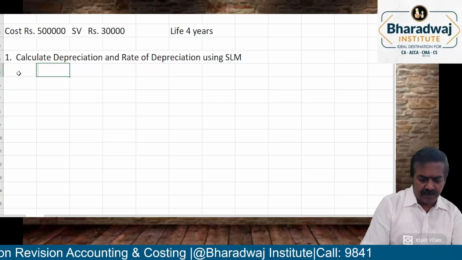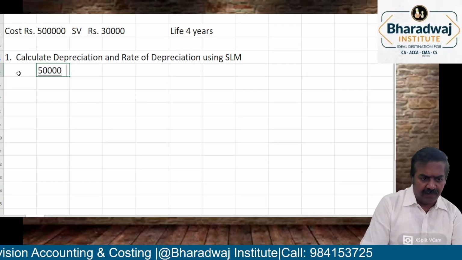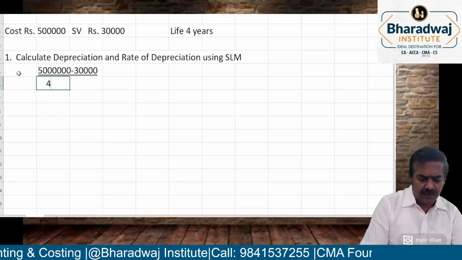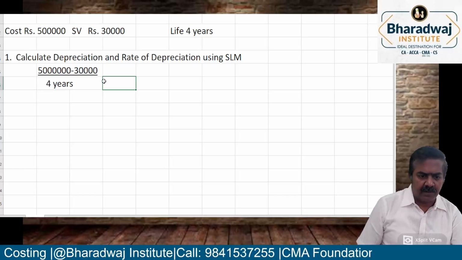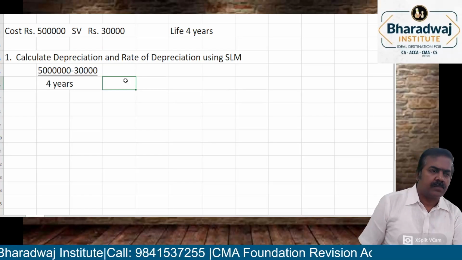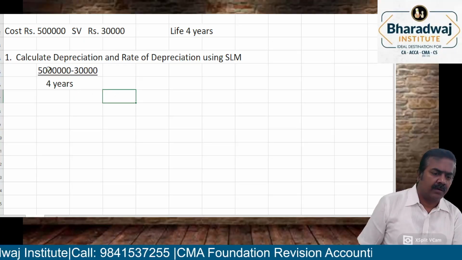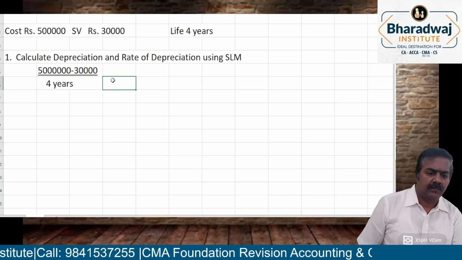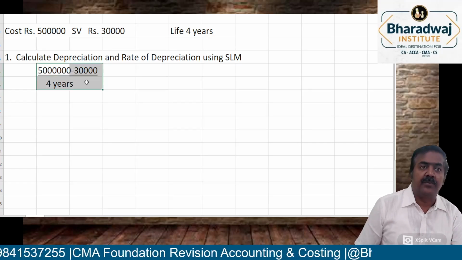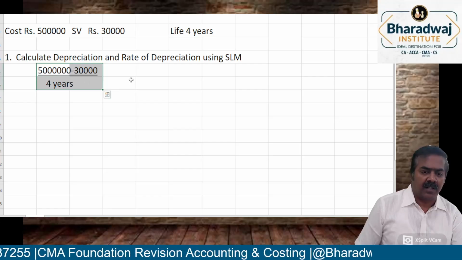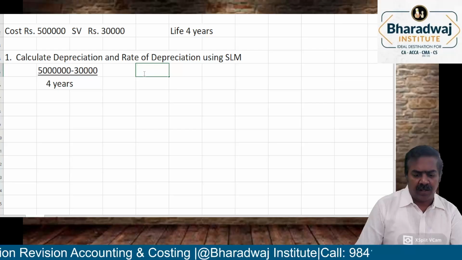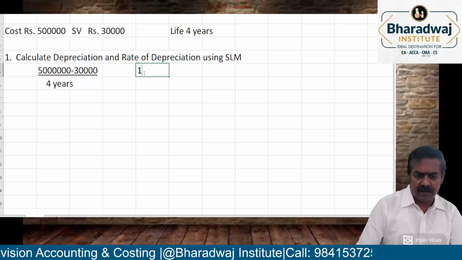What is depreciation? 5 lakhs minus 30,000 divided by how many years? 4 years. What is the depreciation? Five lakh minus 30,000 scrap value, divided by 4 years. 1 lakh 17,500.